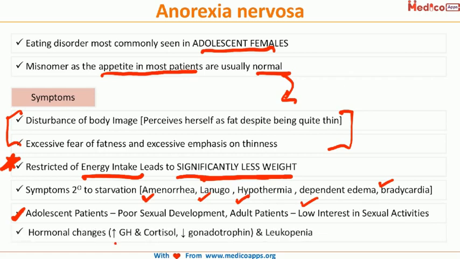Finally, if you see the hormonal changes, because the growth is stunted, we have an increase of growth hormone and cortisol, and gonadotropins decrease, with leukopenia. So these are the symptoms with which the patient presents.